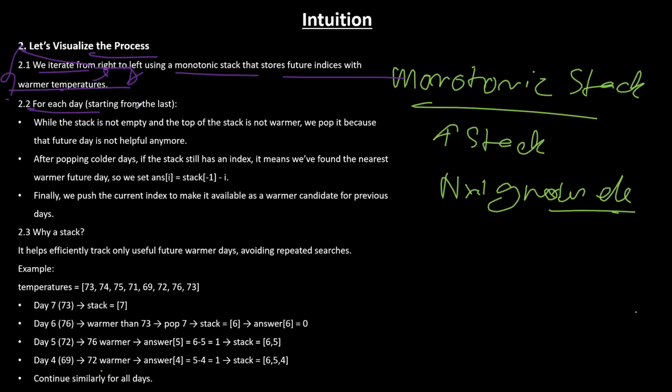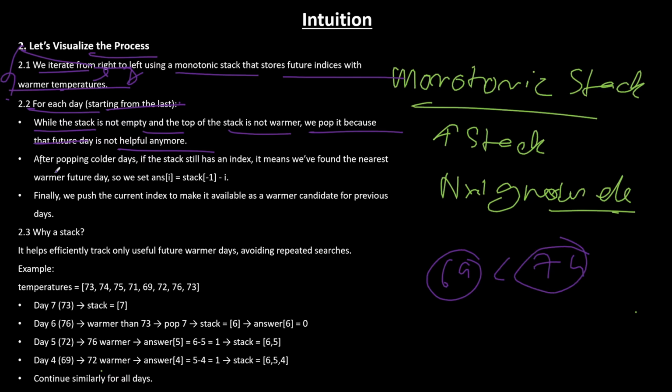For each day, starting from the last, while the stack is not empty and the top of the stack is not warmer, we pop it because the future day is not helpful anymore. Basically, the temperature which we have in the stack is lesser than the temperature which we have outside. After popping the colder days, if the stack still has an index, it means we have found the nearest warmer future day. So we update the answer by taking the difference. And finally, we push that particular temperature in it. And why stack? It helps efficiently track only useful future warmer days, avoiding repeated searches.